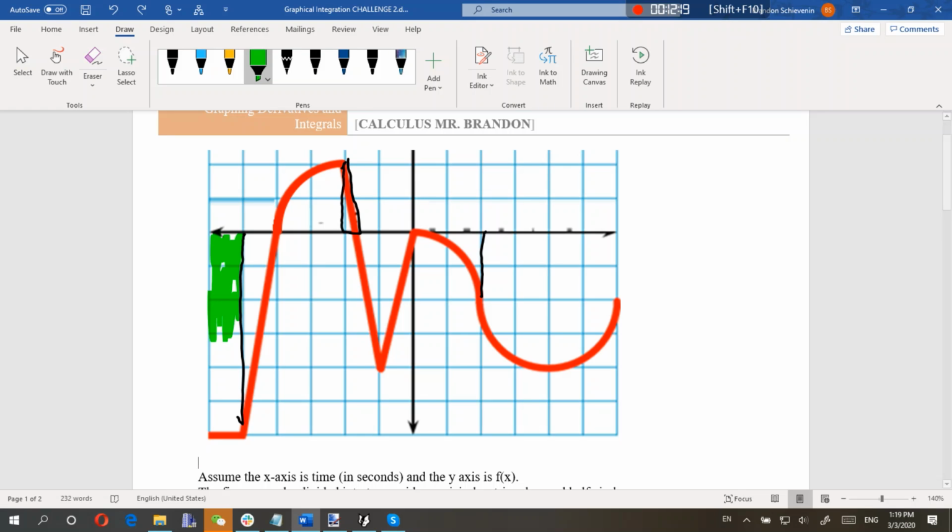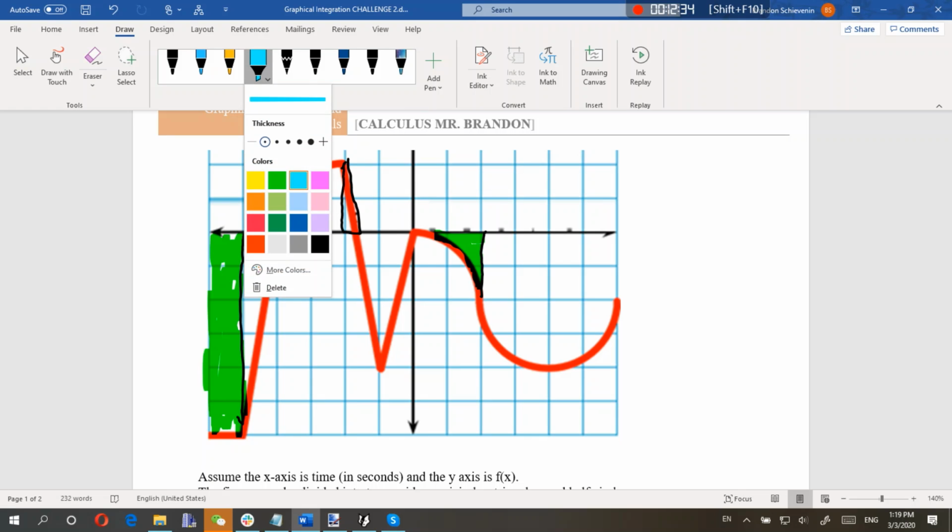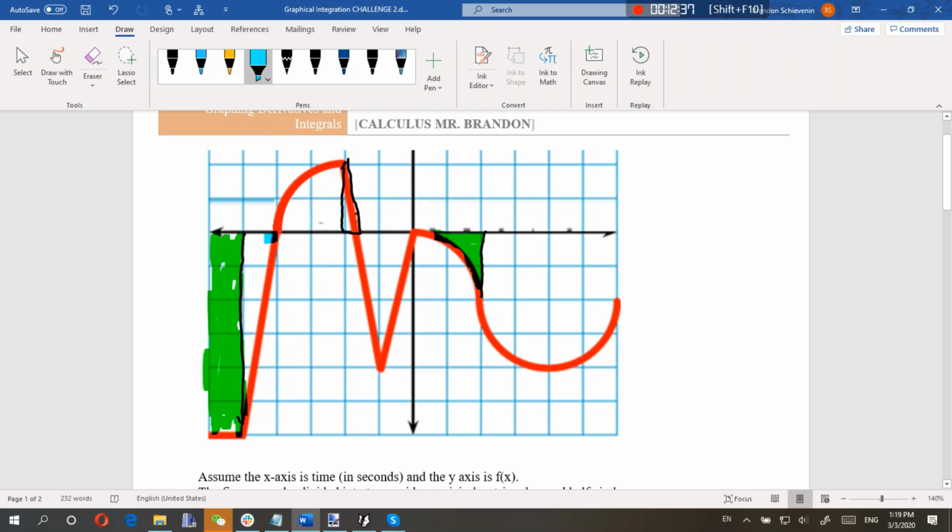Okay, so let's get the easy stuff out of the way first. I've got this rectangle here in green. What's the area of that rectangle? Well, I kind of color these in. Okay, I've got 6 units for that rectangle. How about this blue triangle I'm coloring in?